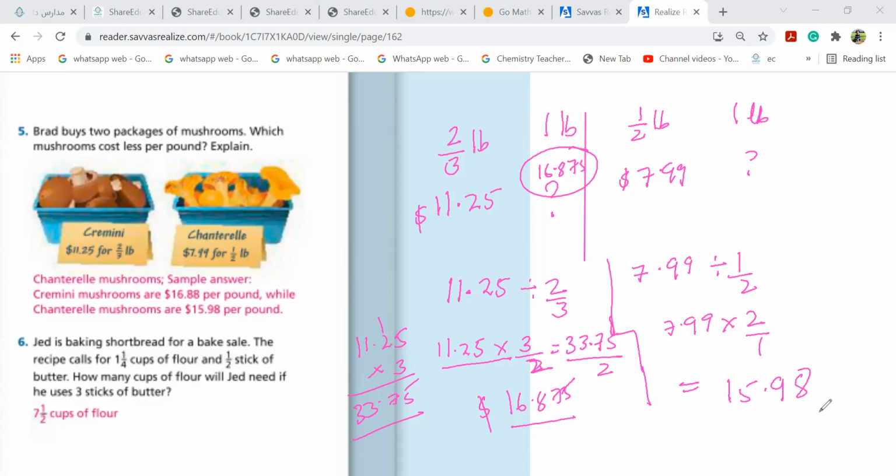Okay, I got 15.98. Now, which one is less costly? Which one is cheaper? Tell me, by looking at this, which one is cheaper? 15, yes. That means this one. Cremini mushroom is 16.88 and chantilly mushroom is 15.98. Just write down, don't write all of that. This one sentence is enough.